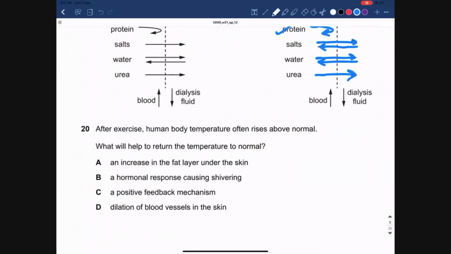Let's move on to the MCQ number 20. After exercise, human body temperature often rises above normal.